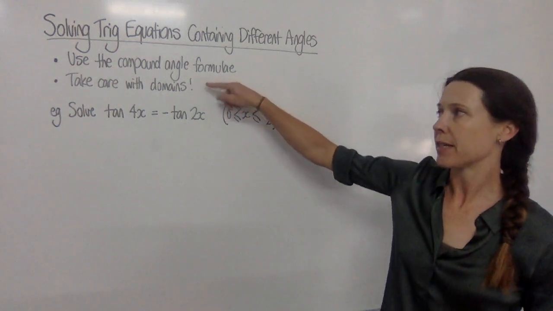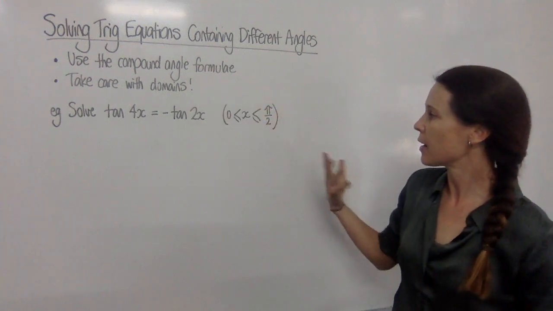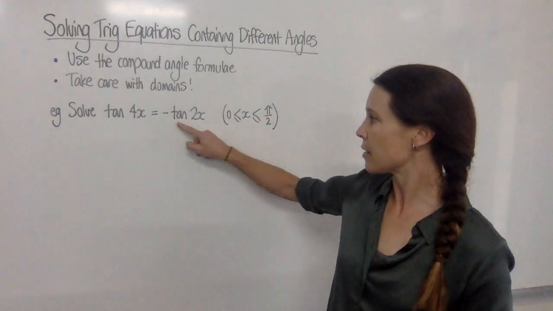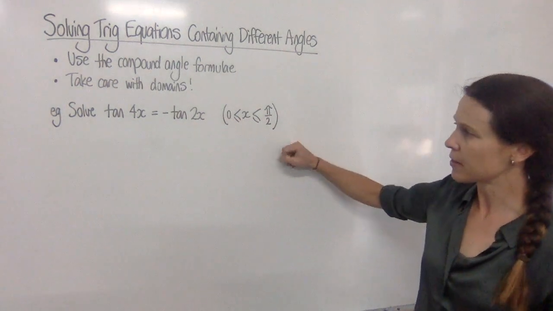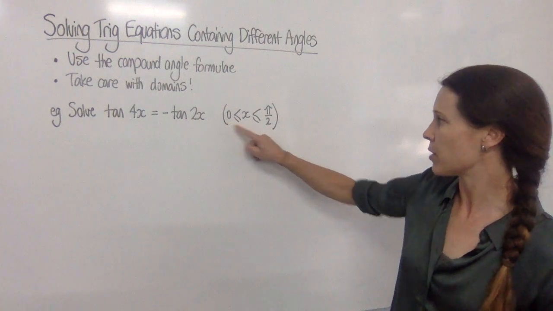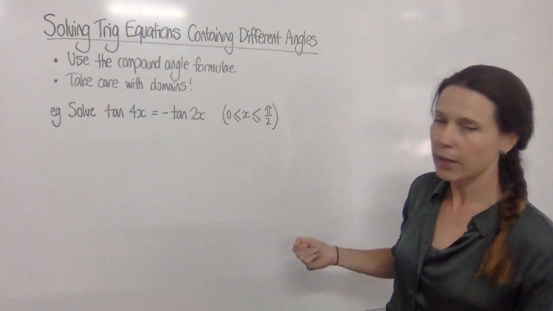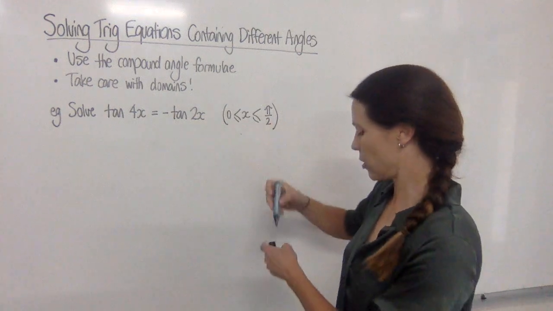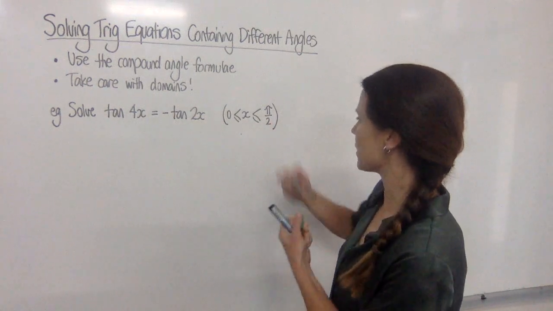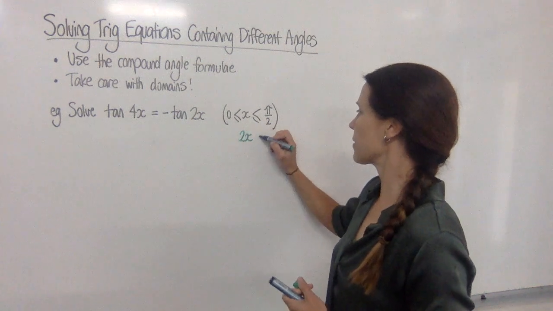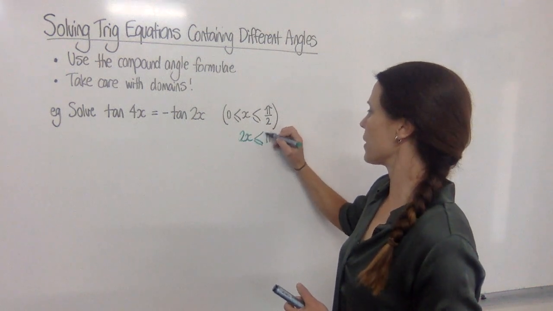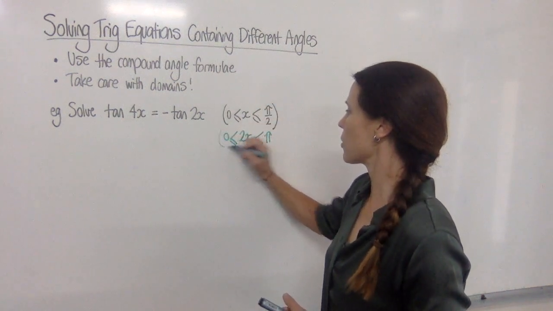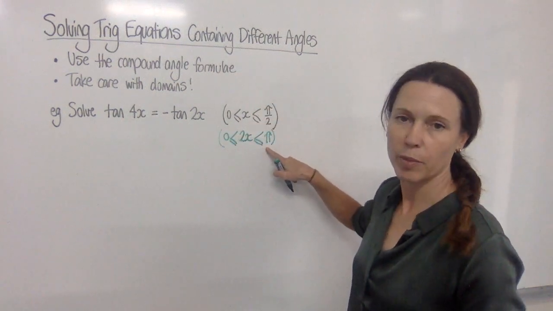Now my other tip is take care with the domains. So let's see how to do this with an example. Here we're solving tan 4x equals negative tan 2x, and it's only in this domain where x has to be between 0 and pi on 2. Now straight away I can see that if I decide to work in 2x here, then actually let's put this in green as a reminder, 2x is basically going to be doubling this, so I need to double that and double that. So I know that 2x needs to be between 0 and pi, so I need to keep that in mind.